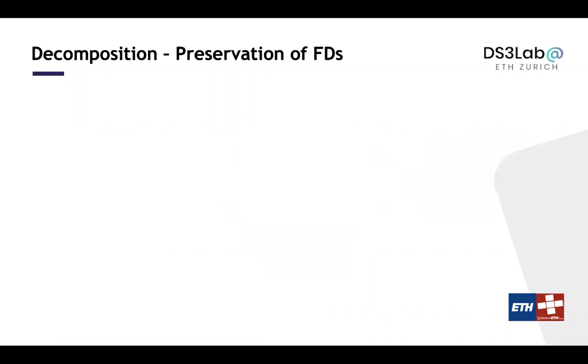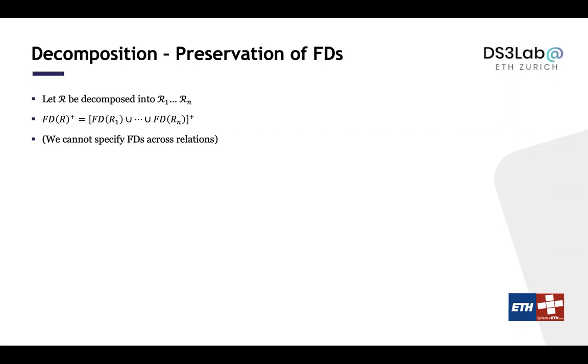So another property that we want to reason about when you decompose a large relation into a whole bunch of smaller ones is the preservation of functional dependencies. Let's say you have a relation R and you decompose it into R1 to Rn. We say this decomposition preserves functional dependencies if the following is true: you take all the functional dependencies in R and calculate the closure, and that set is the same as when you take all the functional dependencies from each of R1 to Rn, union them, and calculate the closure. If these two closures are the same, we say this decomposition preserves all the functional dependencies.